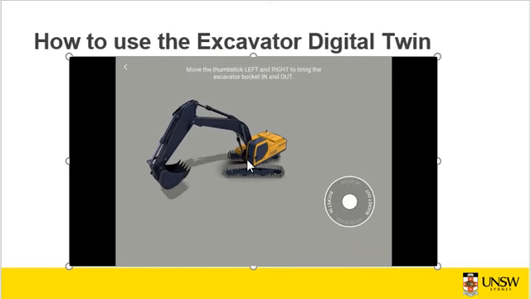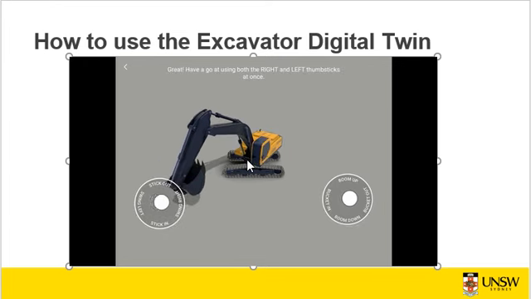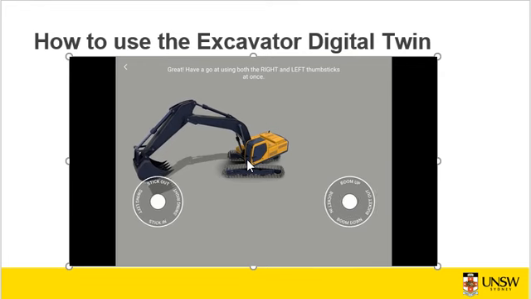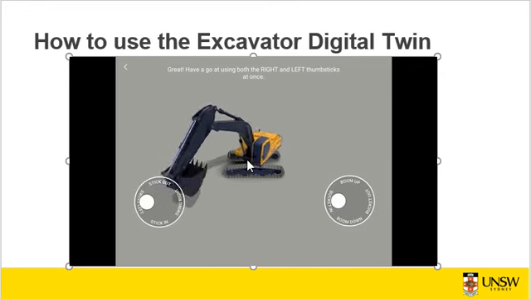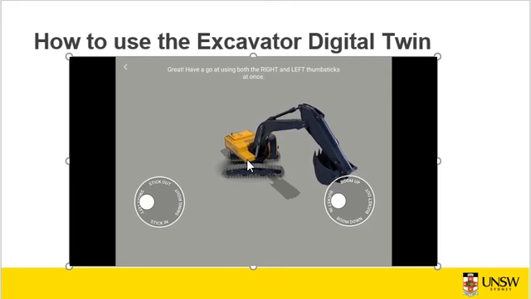Then you would press onto the left thumbstick to swing the excavator left and right, and to extend and retract the dipper. Then you can try pressing on the right thumbstick, which will allow you to bring the bucket in and out and raise and lower the boom. Okay. Here, we can use both thumbsticks at the same time.